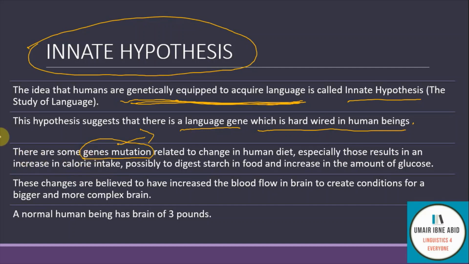So due to some gene mutations our calorie intake increases, and this results in the digestion of starch. And when the starch is digested, the amount of glucose will increase, and this amount of glucose is very necessary. Our brain needs glucose. So when we have a sufficient amount of glucose, our brain works very fast.